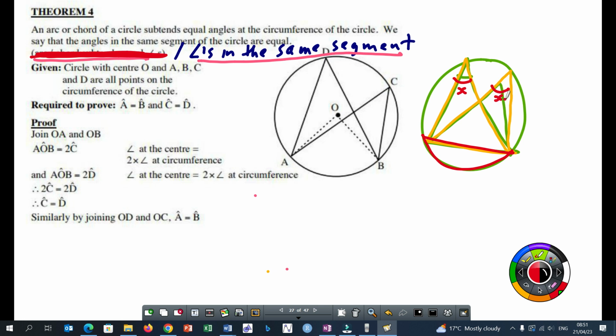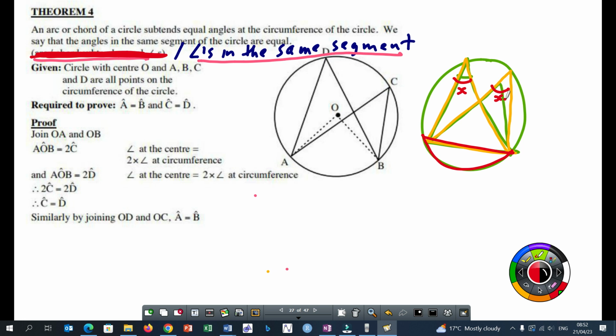Please take note, both angles must be at the circumference. And they must be in the same segment. Remember this chord here, it will divide the circle into two segments. So you have your major segment and your minor segment. So both angles must be at the circumference and they must be in the same segment. And they have to be subtended by the same chord or by the same arc.